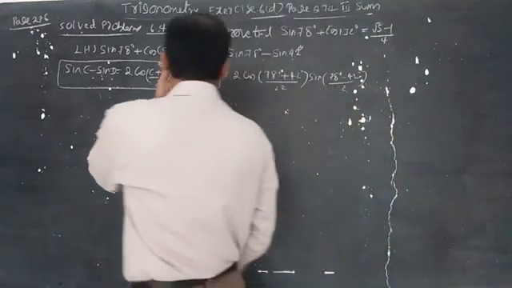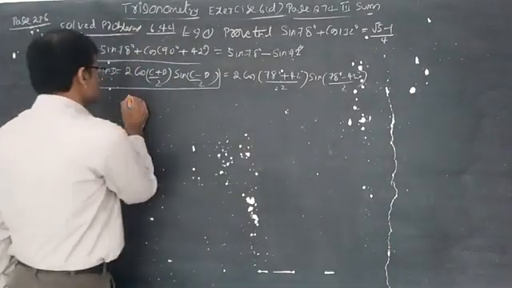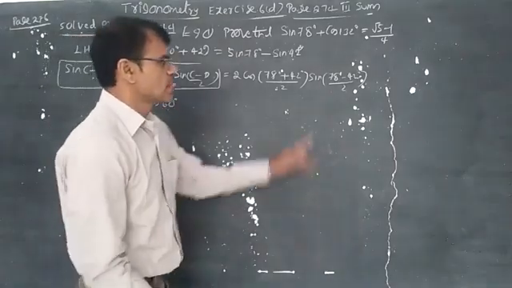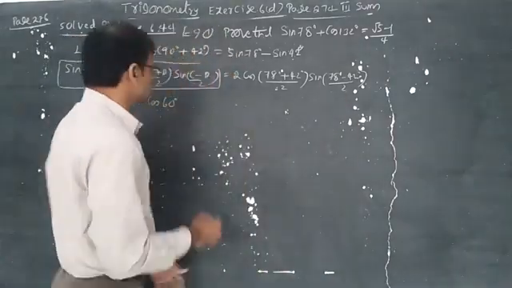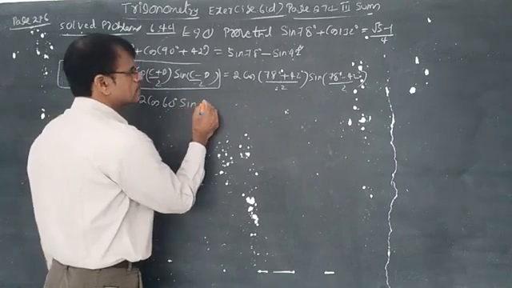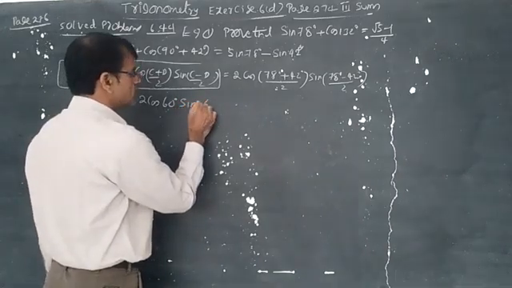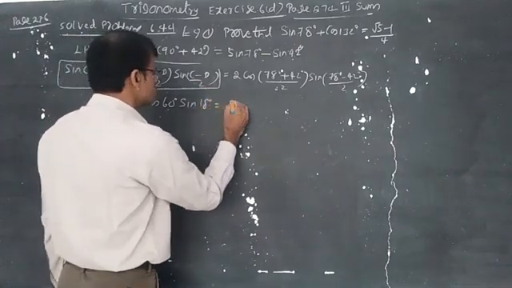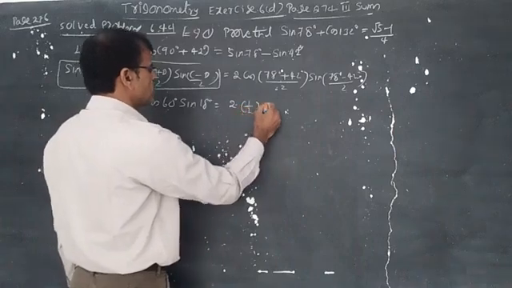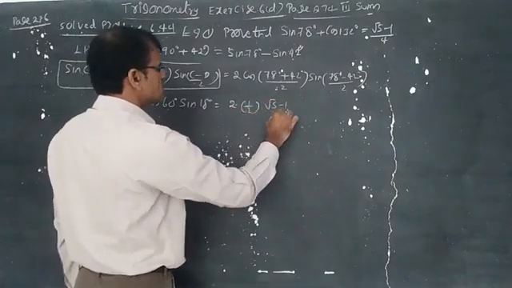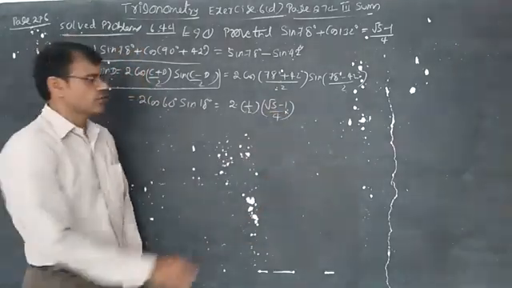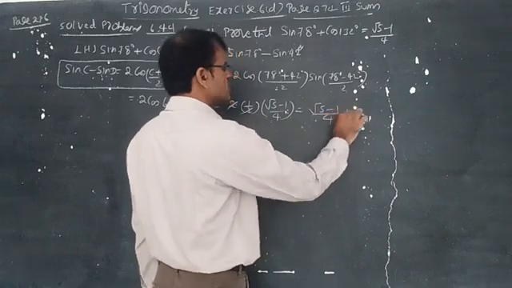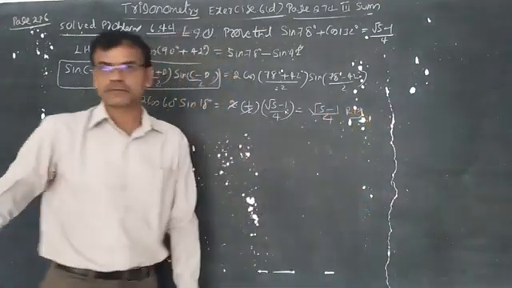Here 78 plus 42 becomes 120, so we get 2 cos of 120 by 2, which is 60 degrees. 78 minus 42 becomes 36 degrees, and 36 by 2 becomes sin 18 degrees. So 2 into cos 60, whose value is 1 by 2, and sin 18, which we proved is (root 5 minus 1) by 4. The 2 and 1 by 2 get cancelled. So the value we got is (root 5 minus 1) by 4. This is our purpose.